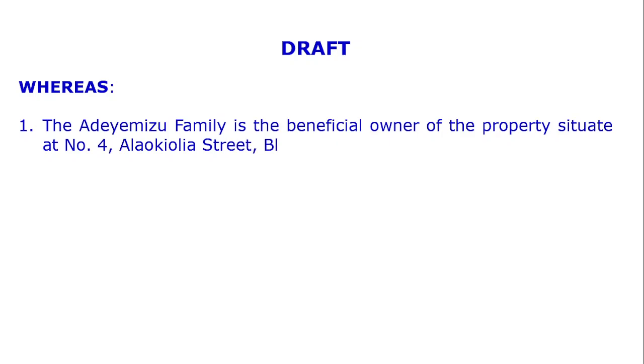Adeyemizu family is the beneficial owner of the property situated at number 4, Alakoila Street, Blueview, Ikotun, Lagos State. Just use a fictitious name so that nobody will say it's my family name, and use a fictitious address, right? Of course, this is just for educational purpose. So, do you know that we have started to narrate now, right? Anybody reading this document knows that this power of attorney is from a family. That family is known as Adeyemizu family. And this family, they are the beneficial owner of the property, right?